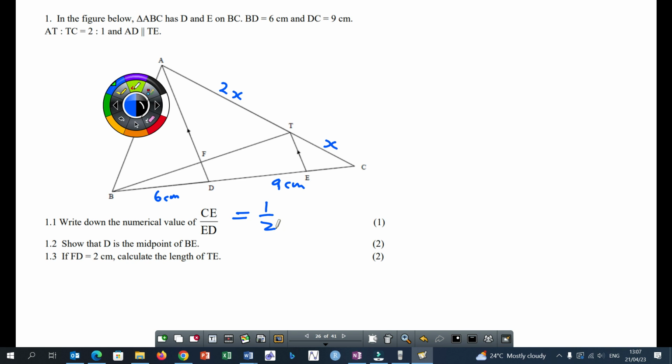Then 1.2 says show that D is the midpoint of BE. So we need to show that this point here is a midpoint of BE. Okay? Now, for this question, it's very simple. We just have to determine the length of DE. If DE is equal to 6, then you say, since DE is equal to 6, BD is 6. Therefore, those two are equal, hence D is a what? A midpoint. So 1.2 is not a very challenging question to do.